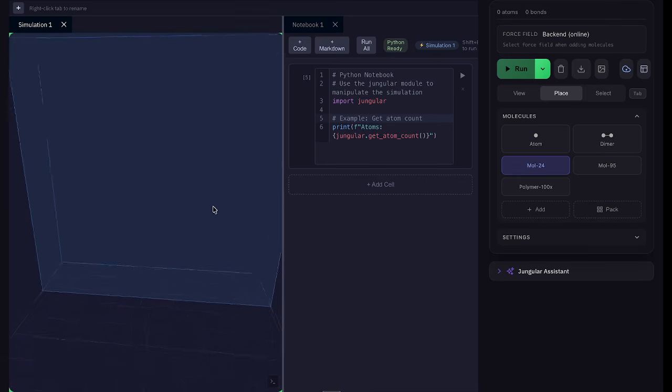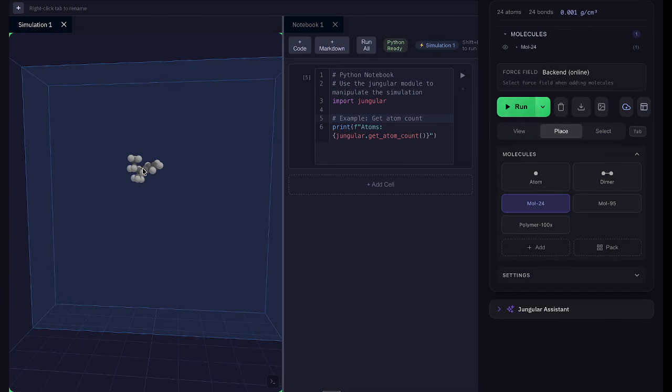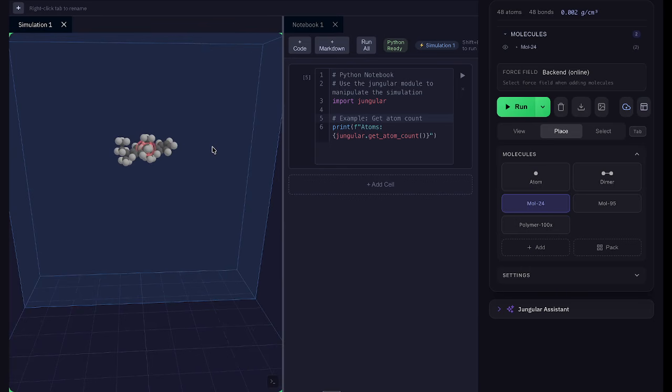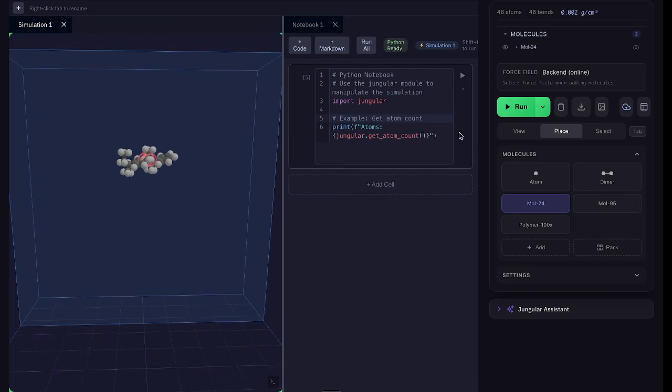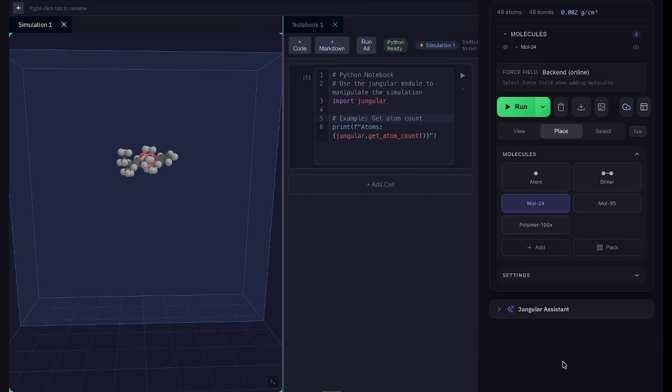Here is an example of a bad initial structure. Let's say we want to put two molecules in a box, this one and there's another one here, and you can see that I did it on purpose. Basically the two molecules are very close to each other and there is some overlap. If I try to hit the run button, you can see I get this error. Basically this tells me that the initial structure is very bad and we lost the atoms.